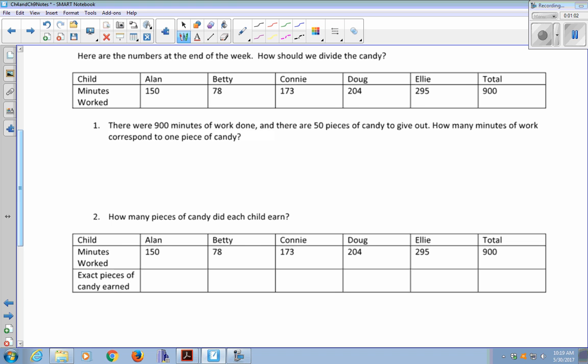Okay, so I'm going to take 900 minutes divided by 50 pieces of candy and figure out how many minutes corresponds to 1 piece of candy. How many minutes did you have to work to earn a piece of candy? 900 divided by 50 is 18 minutes per piece, for 1 piece of candy.